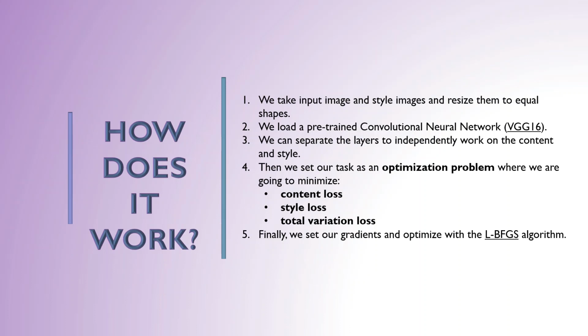Then we set our task as an optimization problem, where we are going to minimize content loss, the distance between the input and output images, which is we strive to preserve the content. Style loss, the distance between the style and output images, which is we strive to apply a new style. Total variation loss, regularization, spatial smoothness to denoise the output image. Finally, we set our gradients and optimize with the LBFGS algorithm.